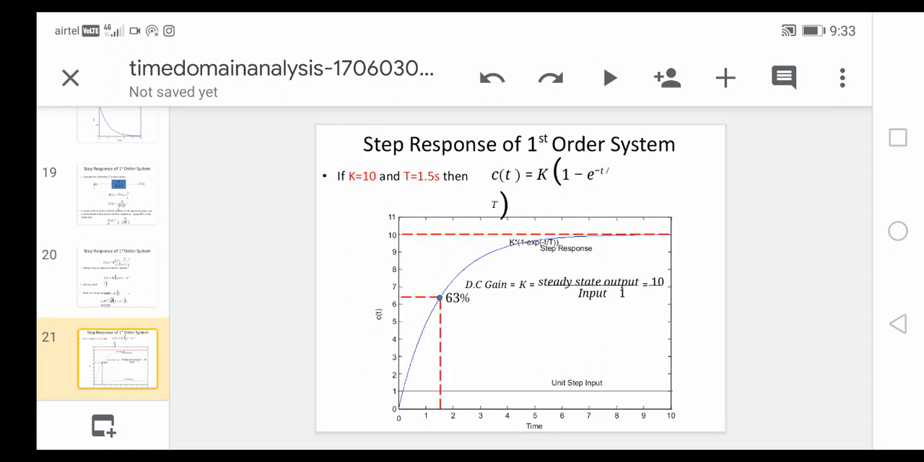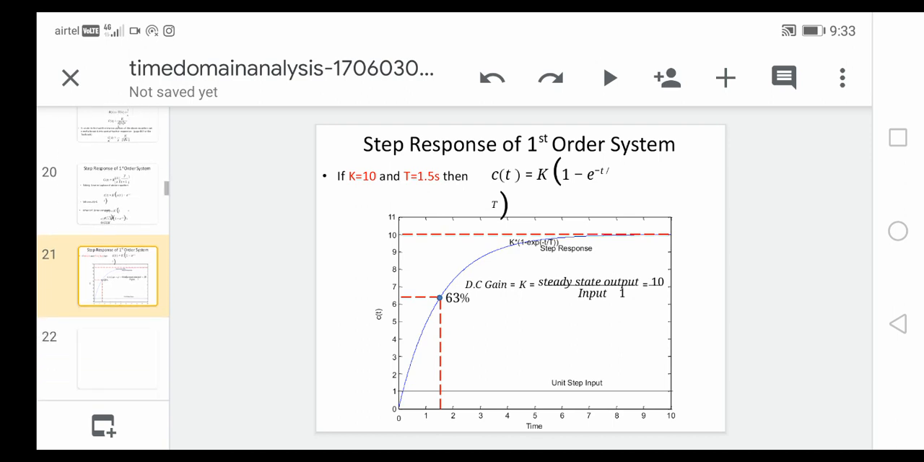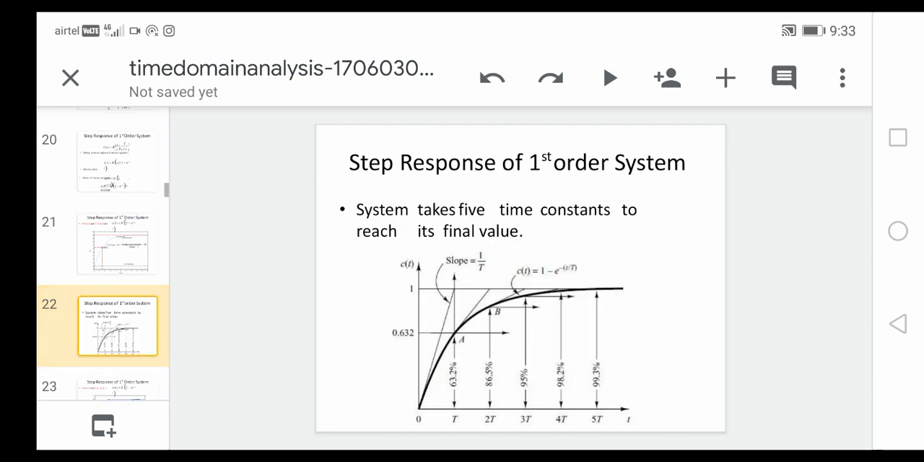Here, k equal to 10 for different values is shown for the step response. What is the C of t value? C of t is 1 minus e power minus t by capital T. Whenever you are giving a step input to a first order system, C of t will be equal to 1 minus e power minus t by capital T. That is the response of the system.